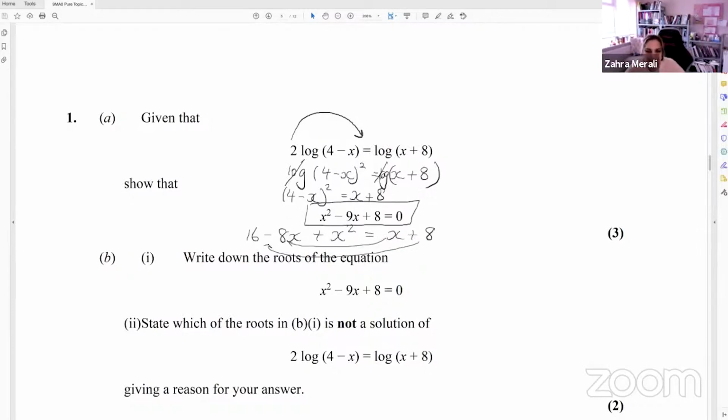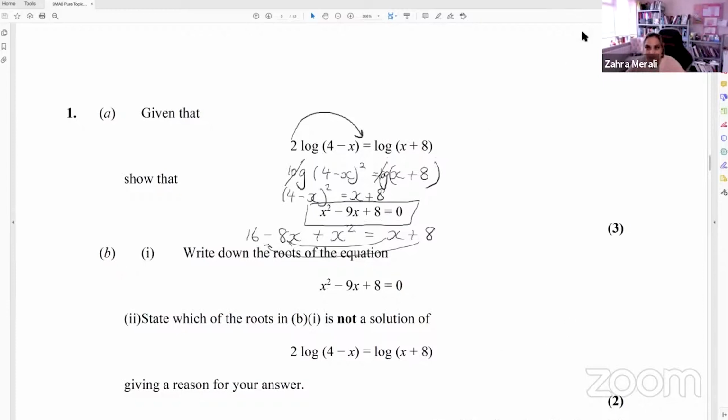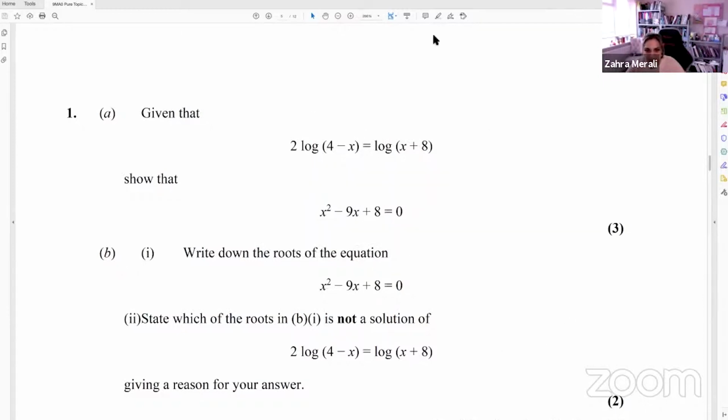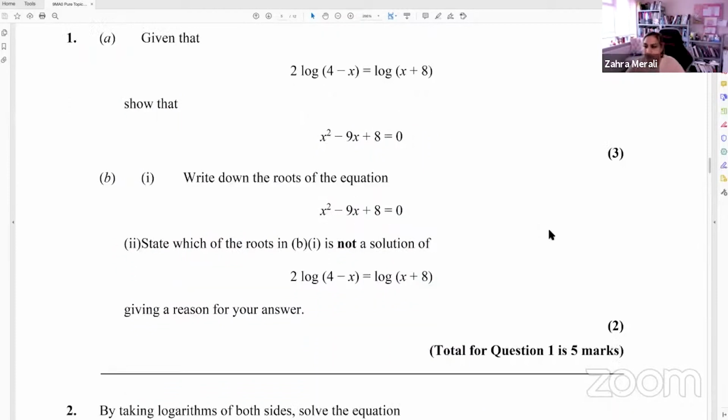Then it says write down the roots. When it says write down, you don't need to solve anything. You literally need to either plug it into your calculator, or it's going to be something really, really obvious to see. Now, if you put that into your calculator it will tell you that you get x equals 1 and 8. If your calculator doesn't have the equation function, we'll factorize that quickly. We can see (x minus 8)(x minus 1) equals 0. So x equals 1, x equals 8.